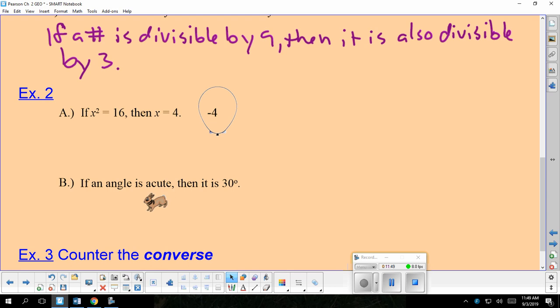If an angle is acute, then it is 30 degrees. So we need to come up with any measure of an angle that is acute, but not 30 degrees. What do you got? 40 degrees. Yeah, 40 degrees will work perfectly, right? Is 40 degrees acute? Yes. But is it 30? No. So remember, we're trying to find something that is true with the hypothesis, but not true with the conclusion.